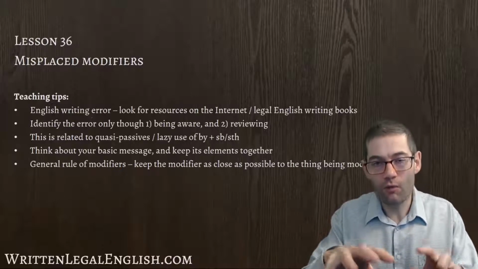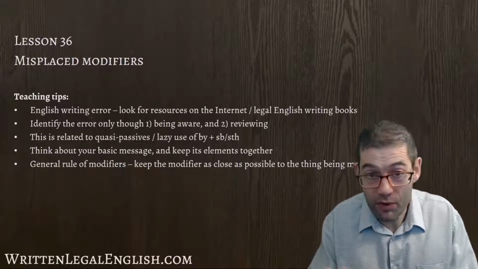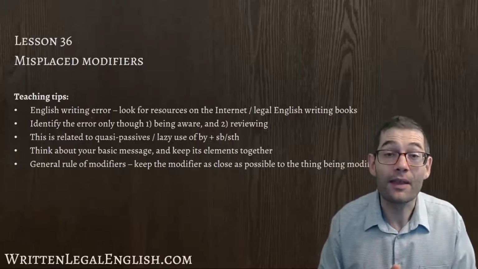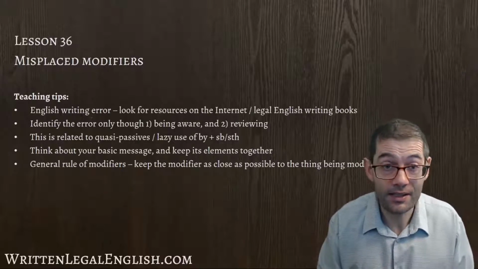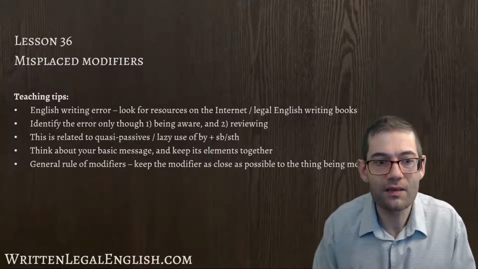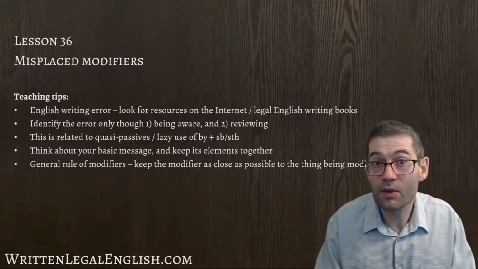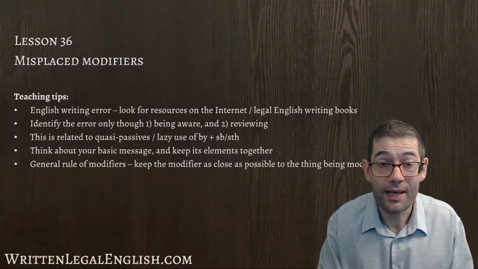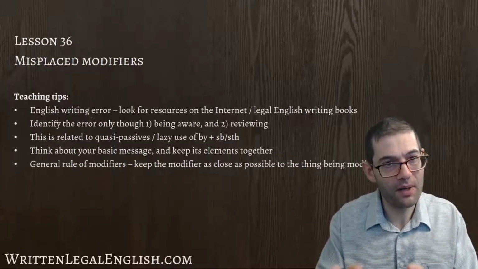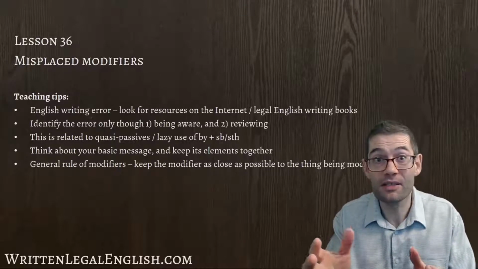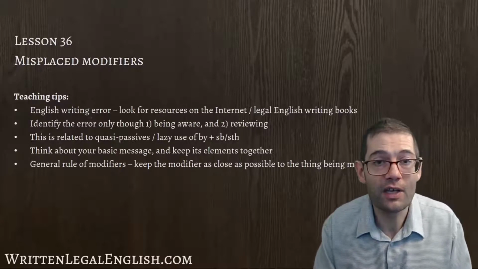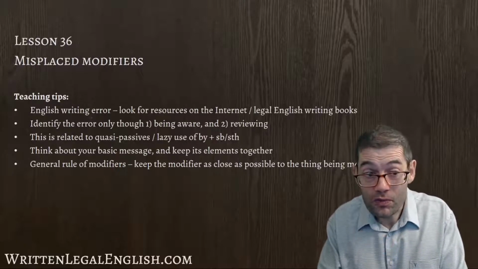So we need to think of writing in the wider context as part of a process which involves planning, writing, and reviewing. And if you're not doing those three things, then you're not setting yourself up to write a successful piece of writing. This is also related to the topic of quasi-passives, or the lazy use of by plus somebody or something. And I'm going to show you an example of that in a second. And this is surprisingly common. This form of misplaced modifier, putting by plus person just at the end of the sentence, comes from bad habits. Please check out my other videos on passives to review those rules.